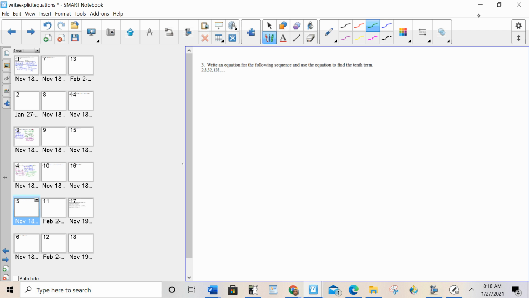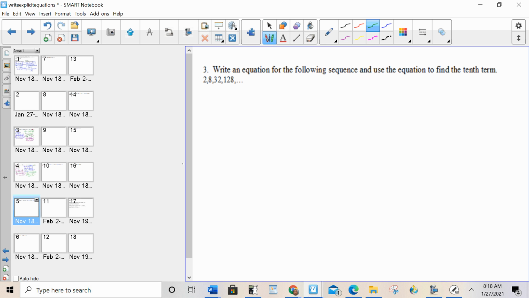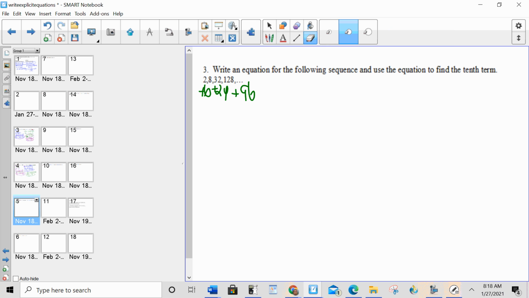All right. So, number 3, again, we're going to see if we can do this mentally. So here's the thought process I go through. What am I adding? I always try addition first. What am I adding to 2 to get 8? I'm adding 6. What am I adding to 8 to get 32? I'm adding 24. What am I adding to 32 to get 128? That's like 96. Am I adding the same thing? No. So it's not arithmetic, because if it was arithmetic, it would be the same value.